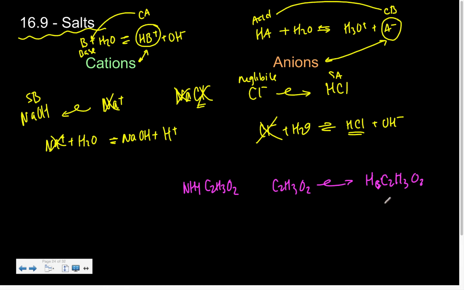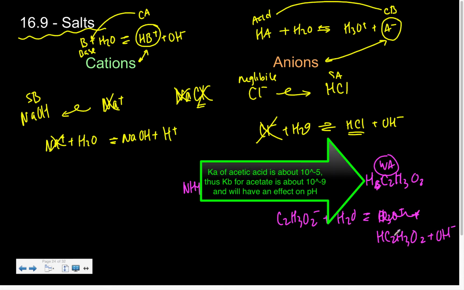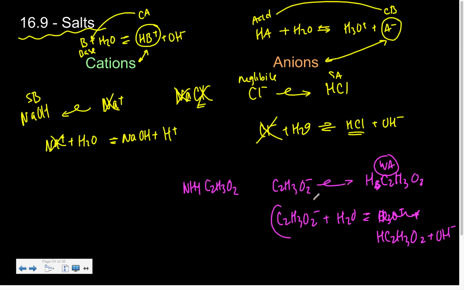So it's going to come from acetic acid, which is what kind of acid? A weak acid, which means that this compound actually does have some tendency in water to do this, because we know that this doesn't dissociate completely. So when this reacts with water, we do get the buildup of some of this, which means that in this case, this does have an effect on pH.